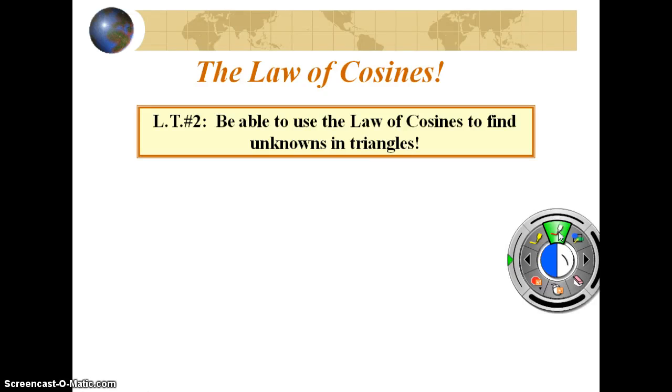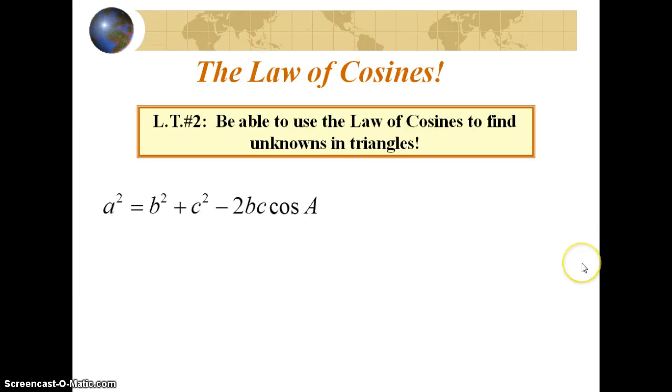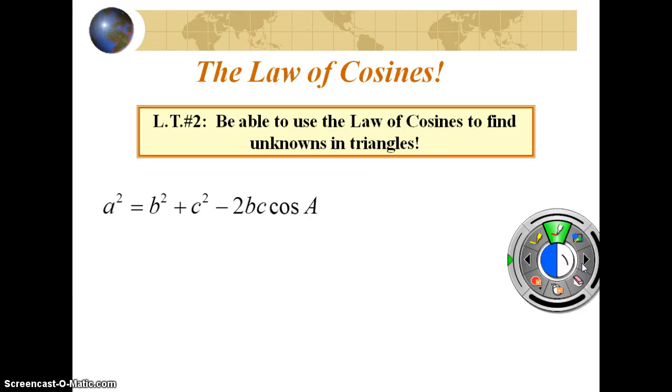Now we're going to talk about the law of cosines. The law of cosines is a squared is equal to b squared plus c squared minus 2bc cosine of A. So remember that a, b, and c stand for sides of your triangle. So right here, these are the same sides. And then this cosine of A, that's going to be an angle.